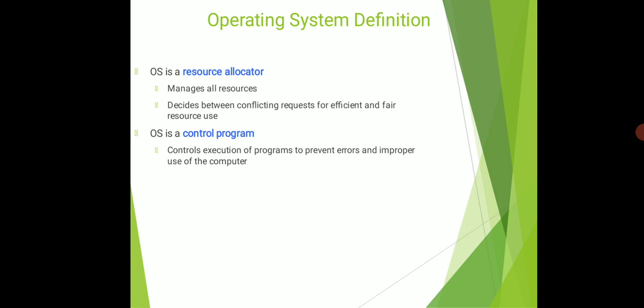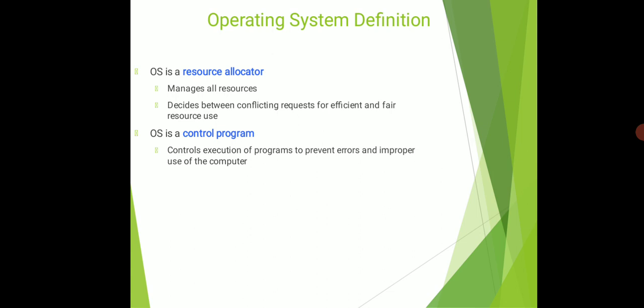Next one, operating system definition. There are lots of definitions. OS is a resource allocator, so it will allocate the resources as well as manage the resources, and it will decide between the conflicting requests for efficient and fair resource use. So this is called resource allocation. Operating system will do resource allocation. It will allocate the resources for each and every user.